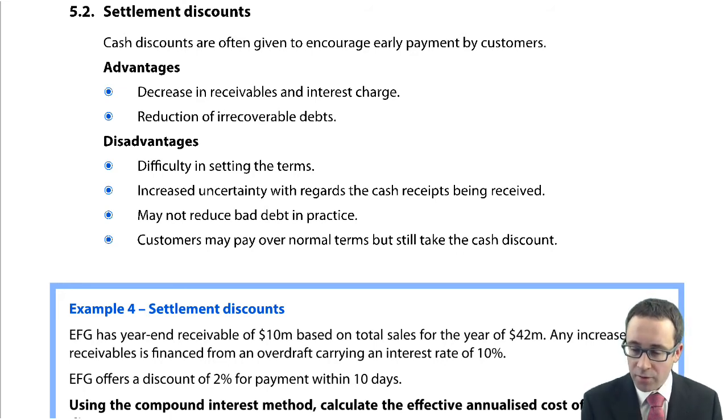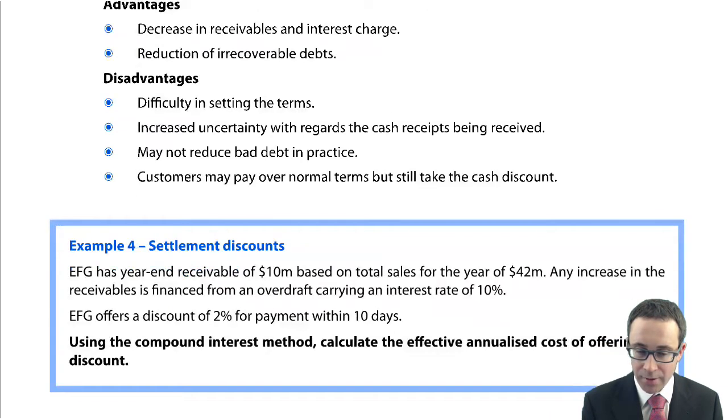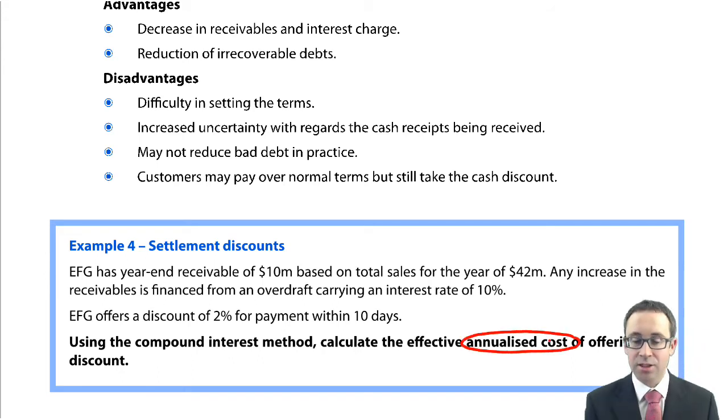Okay, so let's have a look at the example, Example number 4. It says, using the compound interest method, calculate the effective annualized cost of offering the discounts. So it wants an annualized cost, essentially a percentage. By offering the prompt payment discount, how much does that cost us with regards to the additional borrowing that is required? Because we are, if you like, getting less cash in over a period of time, aren't we?